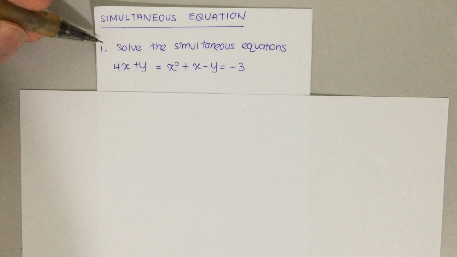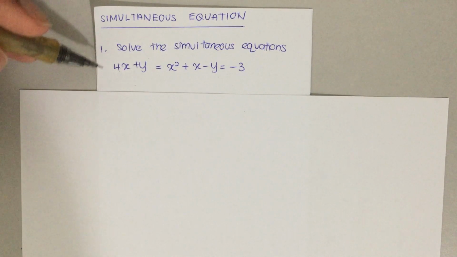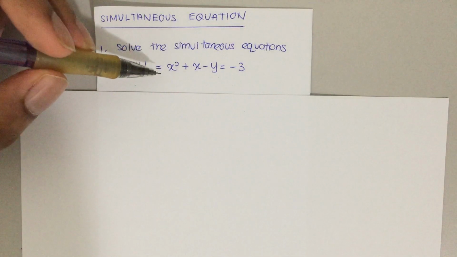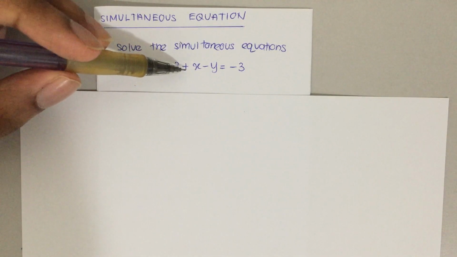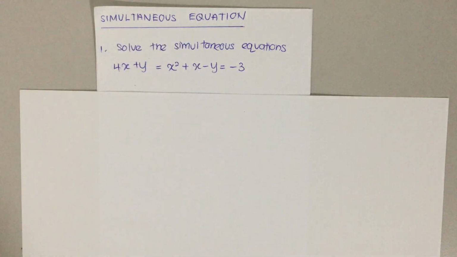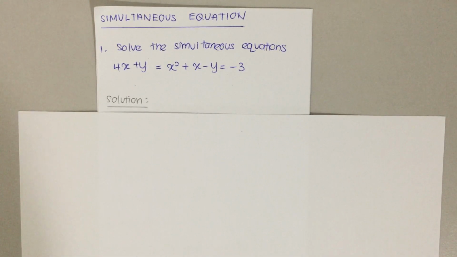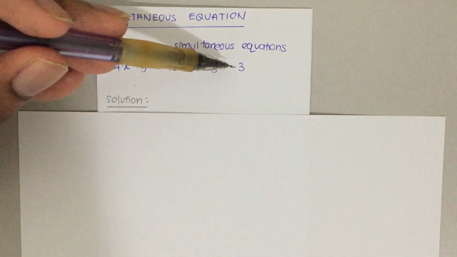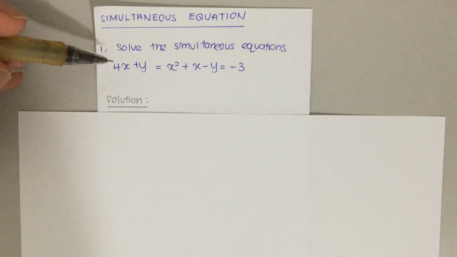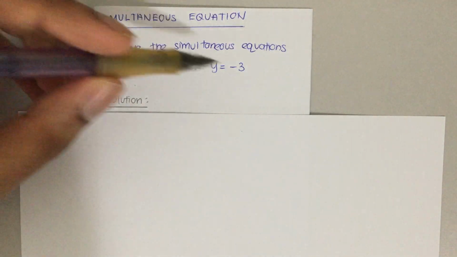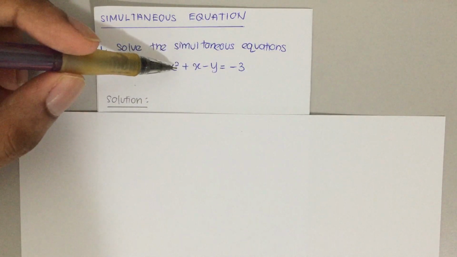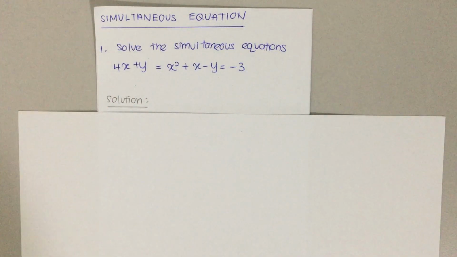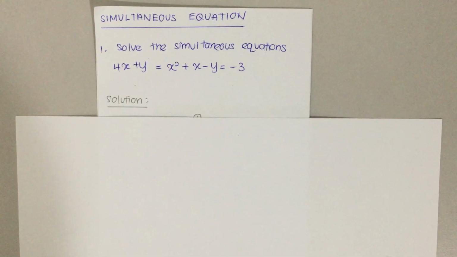Okay, in this question, the question asks to solve the simultaneous equation 4x + y = x² + x - y = -3. I'm going to show you the solution now. As you can see here, 4x + y = x² + x - y = -3. They are all interrelated, guys. So we can form an equation such that 4x + y = -3 and x² + x - y = -3. So I'm going to show you the steps now.